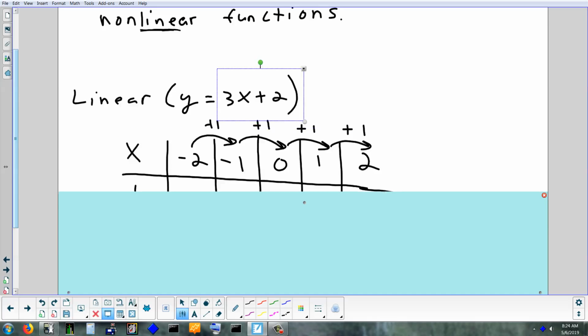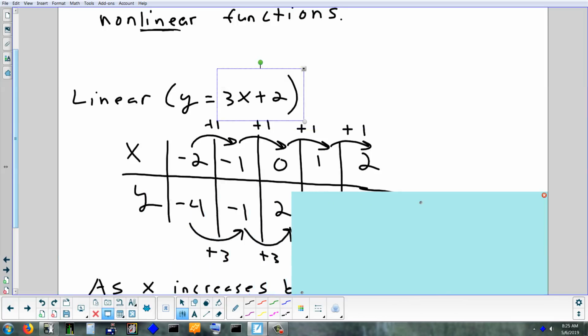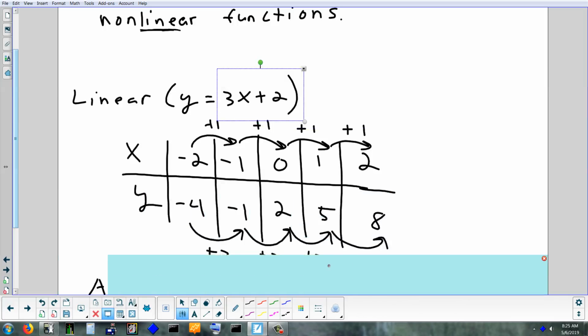Okay? What's 3 times negative 2? Alex? 3 times negative 2? Negative 6. Plus 2. Negative 4. So all we're doing is plugging that number in for x and seeing what we get for y, and we're going to look for a pattern. Nicole, what's 3 times negative 1? Plus 2? Negative 1. Ryan, what's 3 times 0? 0 plus 2? 2.